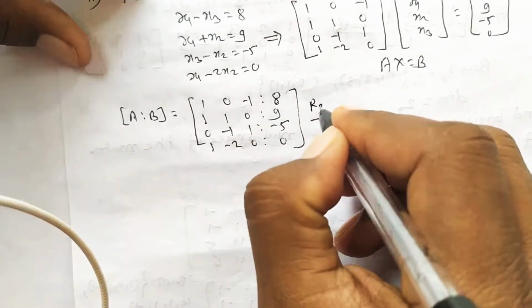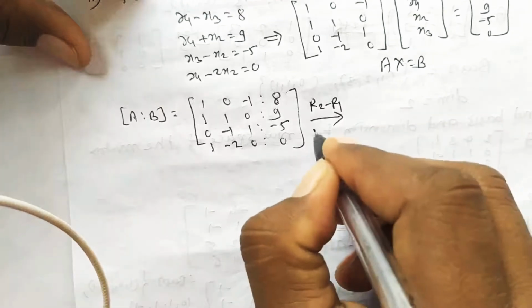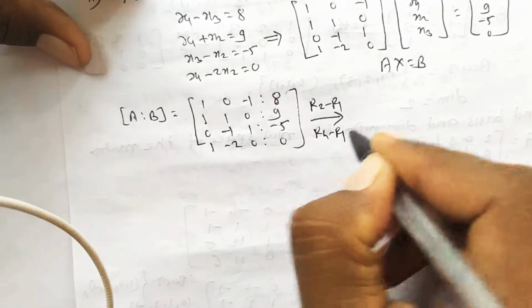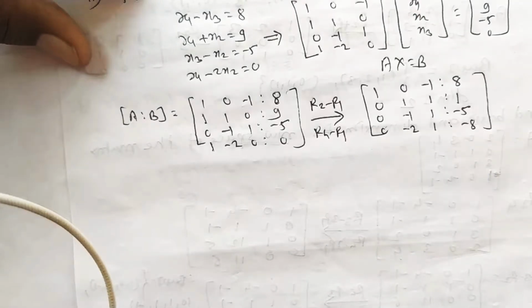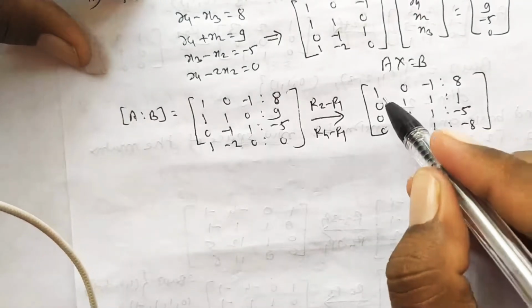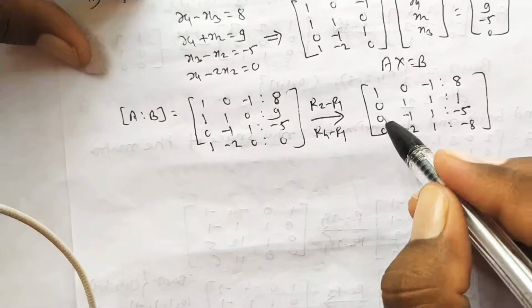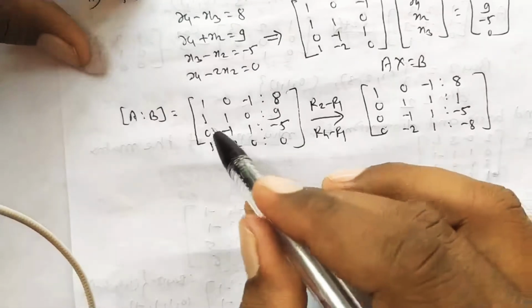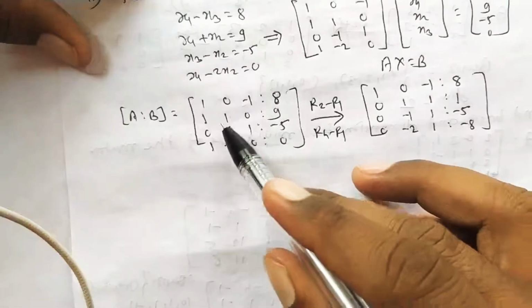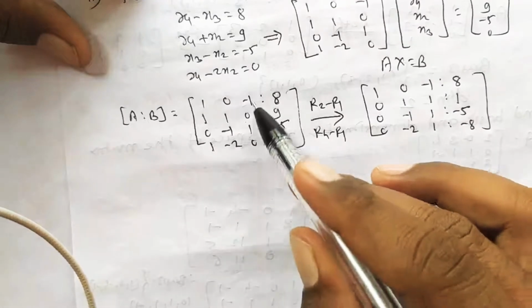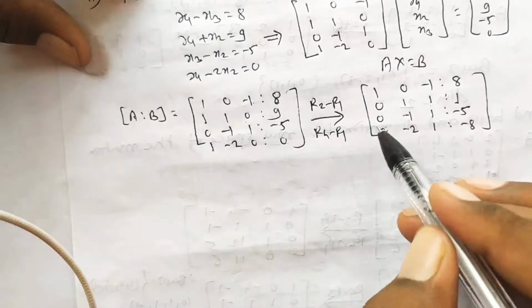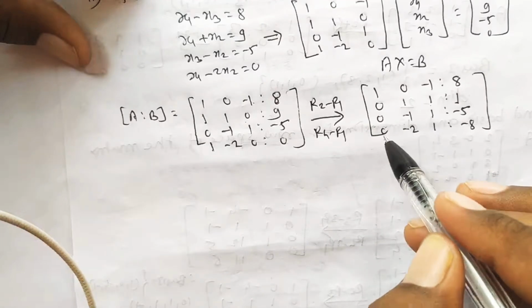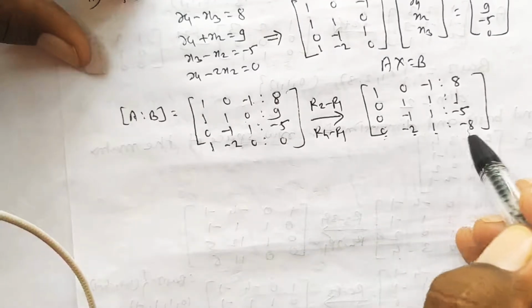So use operation R2 minus R1, R4 minus R1, keep R3 as it is. If you use this operation, then we will get the matrix 1 0 minus 1 8. Then R2 minus R1 means 1 minus 1 is 0, here 1 minus 0 is 1, 0 minus minus 1 is plus 1, then 9 minus 8 is 1, R3 as it is, and R4 is 0 minus 2 1 minus 8.